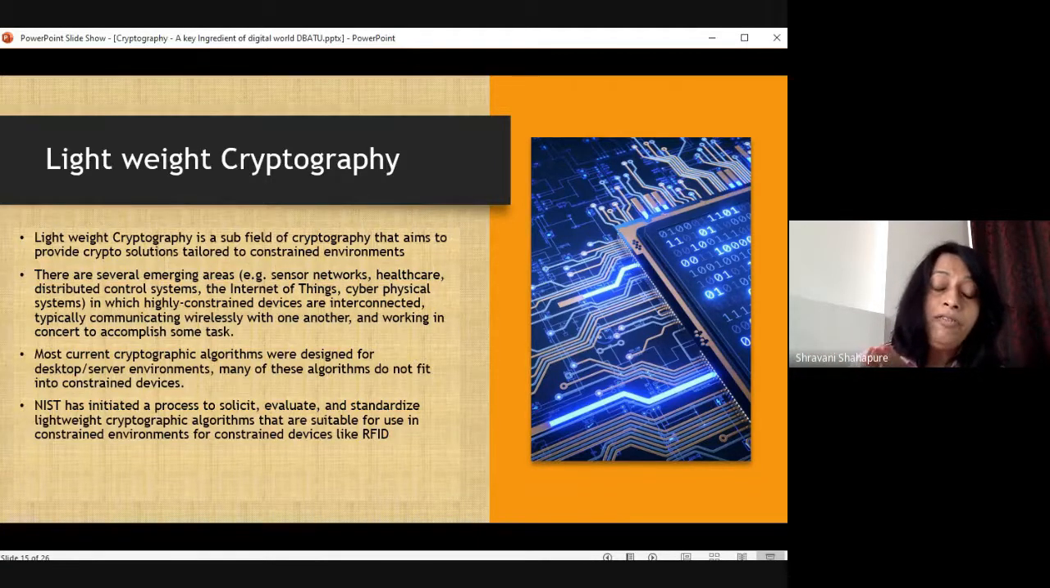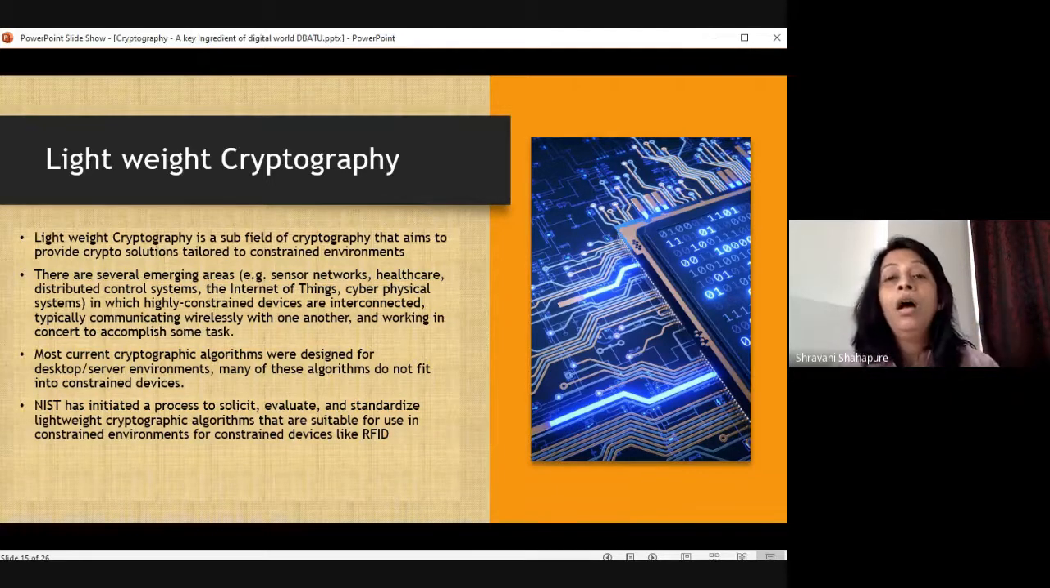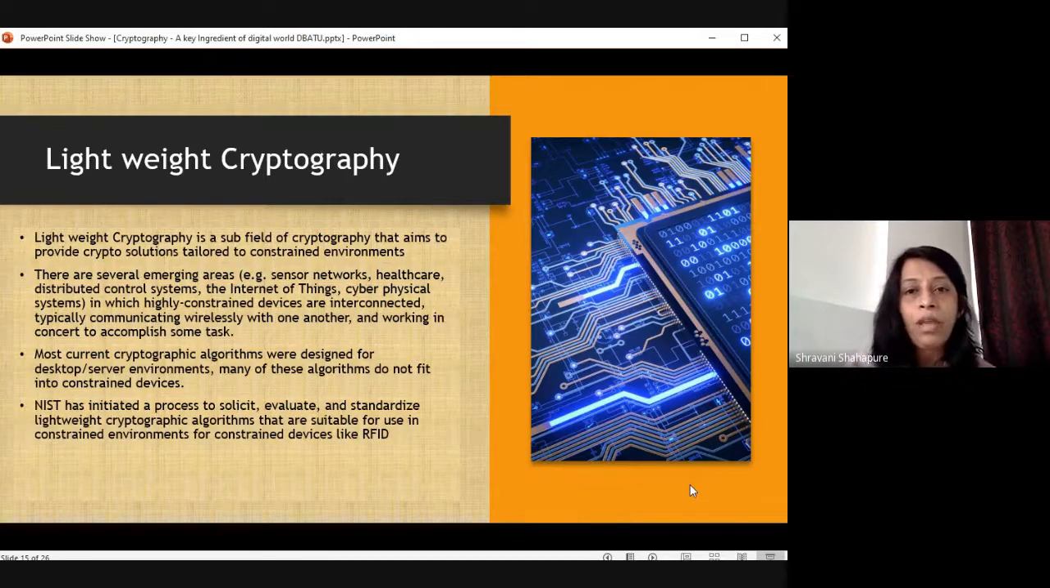So it is very difficult to use them in IoT devices, which many of you must be using. Scientists thought over it, and then they came up with a branch called lightweight cryptography. The name itself says it is the cryptographic solution for constrained devices, that is, lightweight devices. And NIST has started this process.